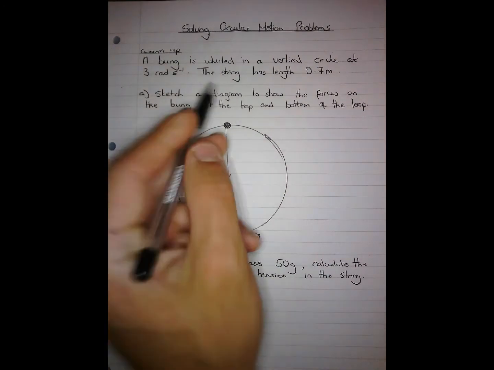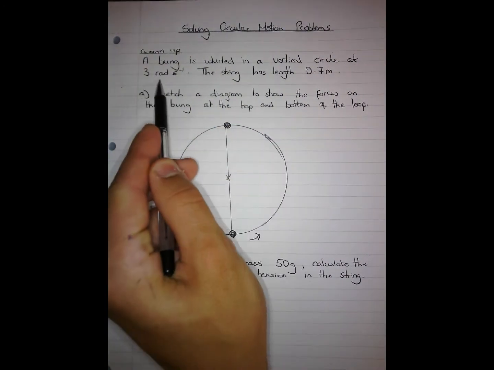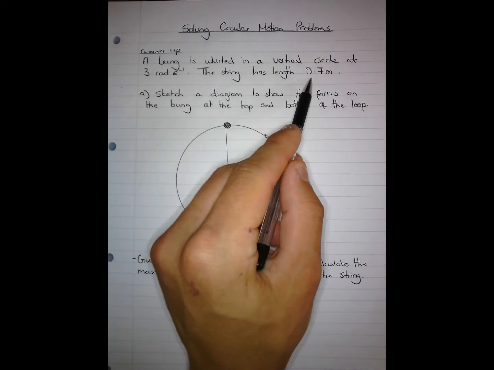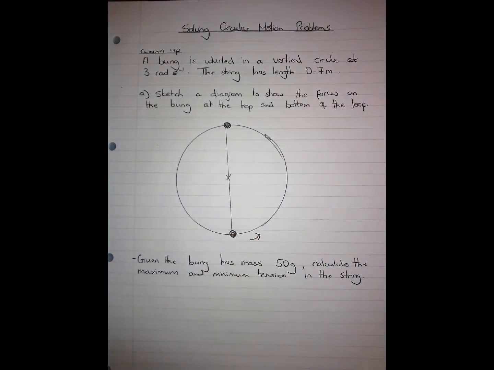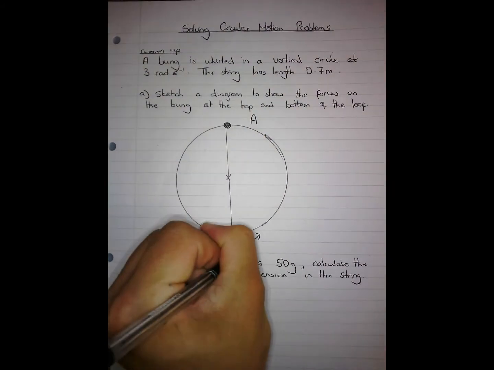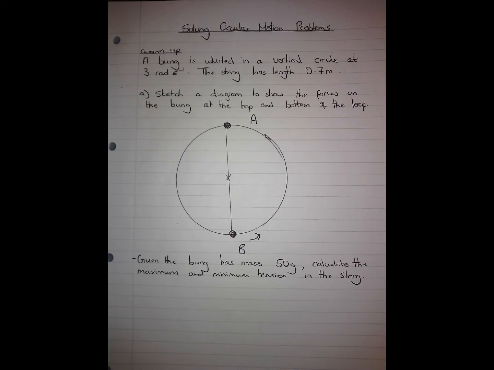We've got a bung being whirled in a vertical circle at 3 radians per second, and the string that the bung's attached to has length 0.7 meters. I'd like you to pause the video and do two things for me. I'd like you to sketch a diagram by copying out this and labeling the forces at 2 points: point A, the top of the loop, and point B, the bottom of the loop. Once you have done that, I'd like you to go further and, using the bung's mass of 50 grams, calculate the maximum and minimum tension in the string.